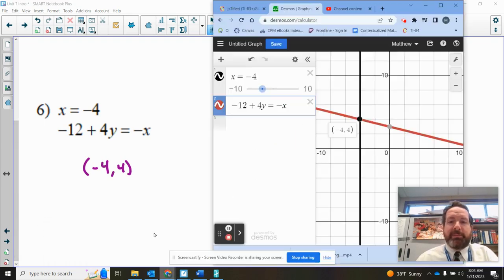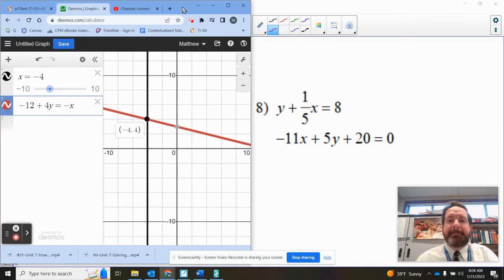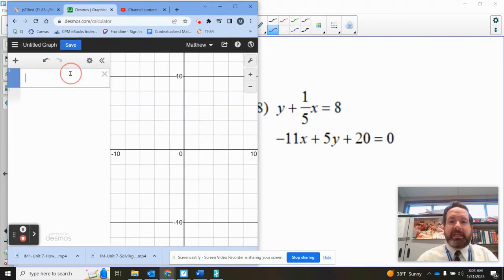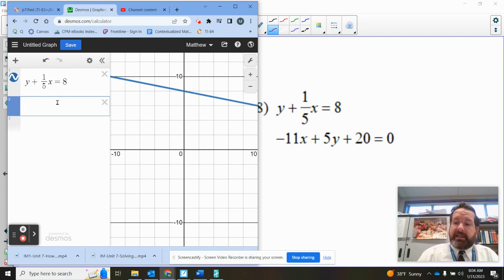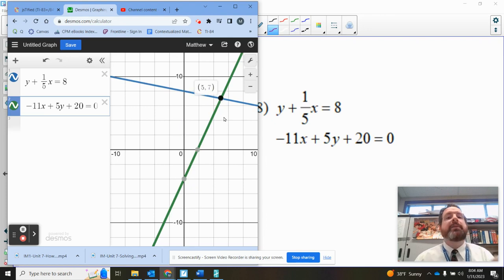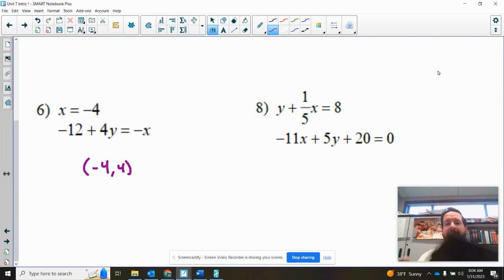And now on to number 8. Let's see what we got. So clear out the old, in comes the new. y plus 1/5 x. Again, for the fraction, I'm just using the backslash key. And then down below, and those cross at 5, 7. So your ordered pair, 5, 7.